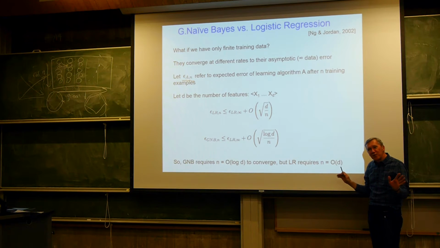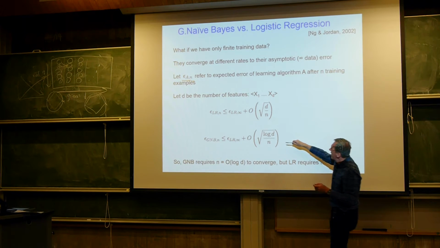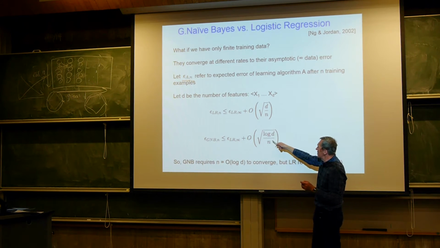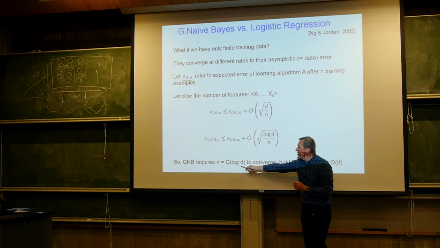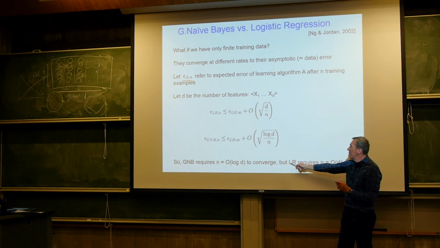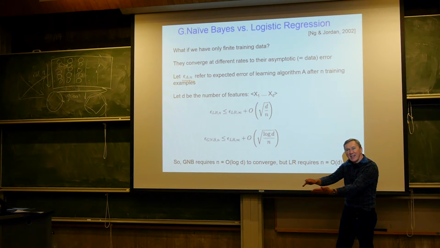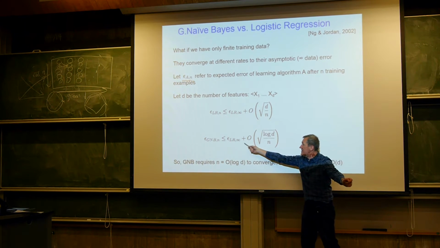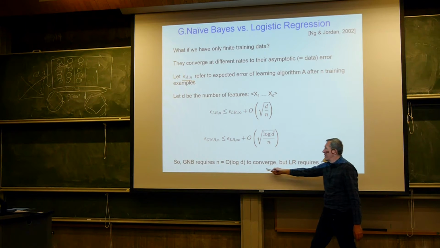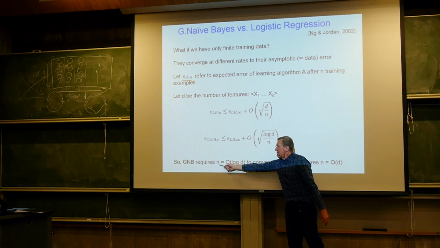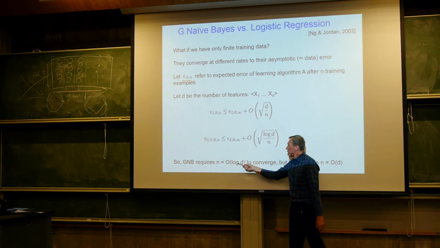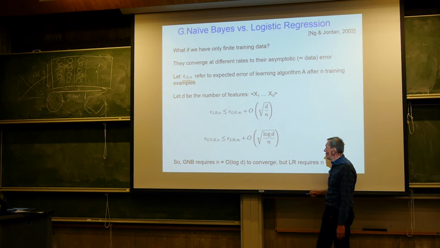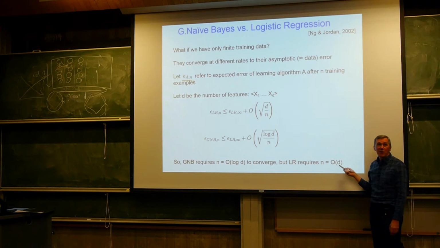And again, I'm not going to go through the math for this, but the paper is there if you want to take a look at it. But the interesting thing about this is that it suggests that, in fact, Gaussian naive Bayes converges in the number of examples more quickly to its asymptotic estimates, the best estimates it can get in the infinite data case, than logistic regression does.